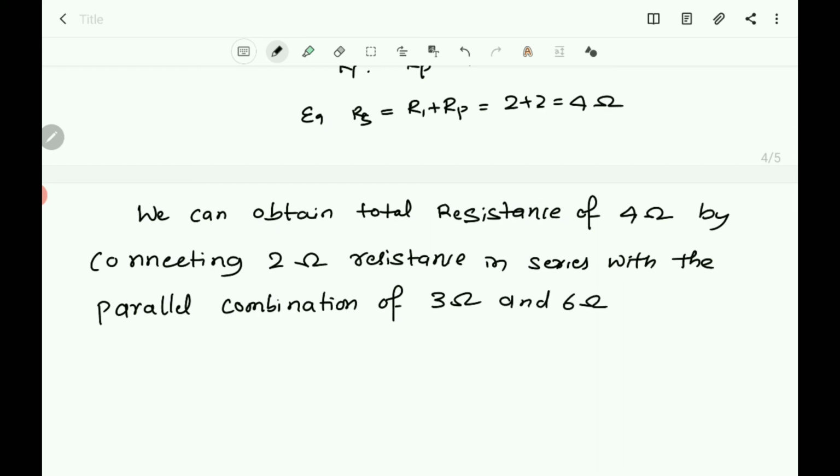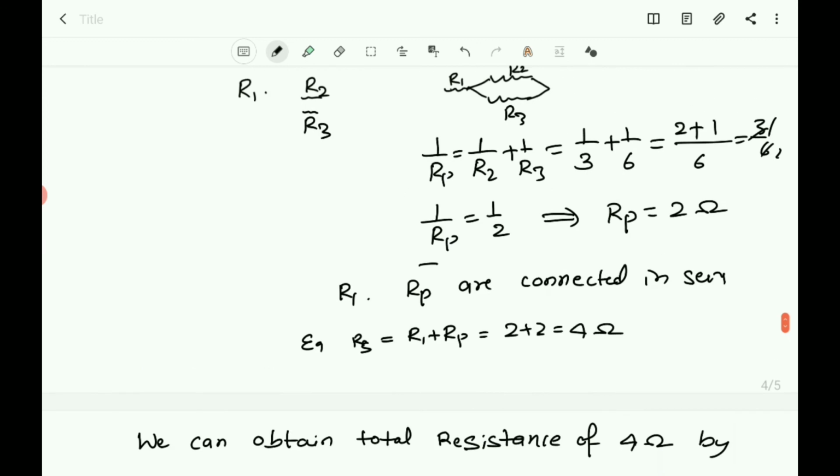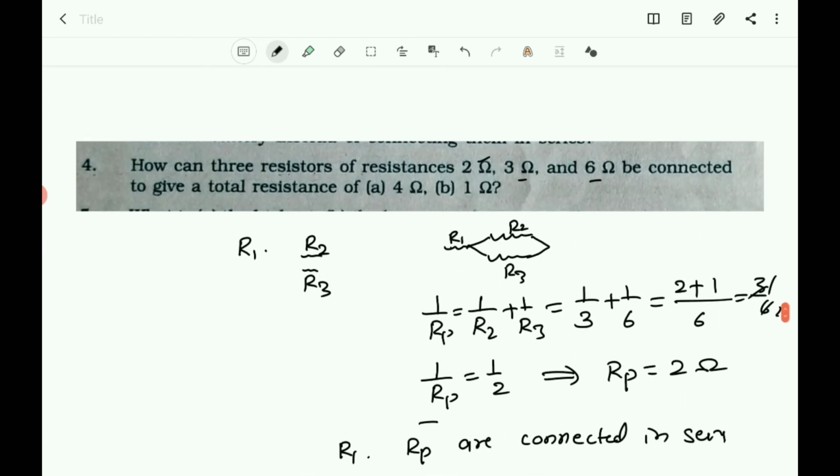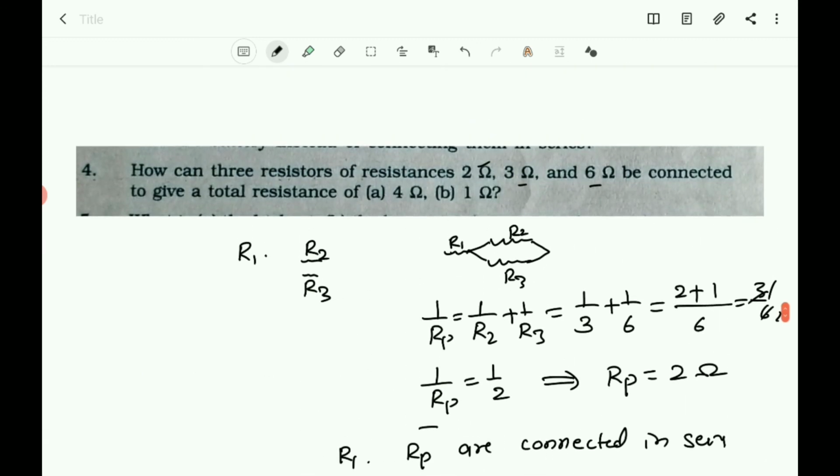Here, to get 4 ohm, you must have the parallel connection of 3 ohm and 6 ohm. Together with that connection, you must have the 2 ohm in series connection. In this way, you will get 4 ohm. Second one, to have 1 ohm.